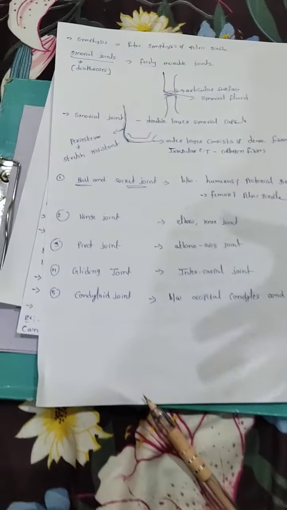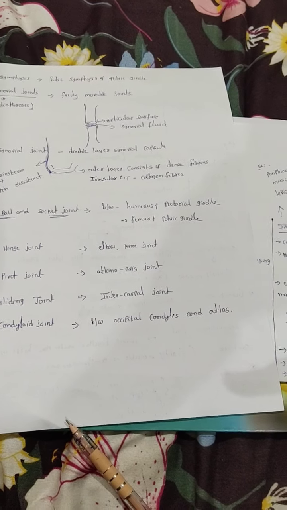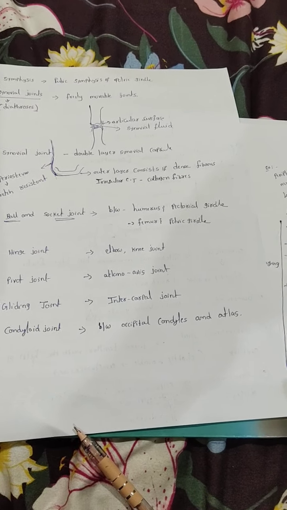And then condyloid joints. The condyloid joint is present between the occipital condyles and the atlas. See, I already said this is the occipital condyles. Here they have the atlas. Between them they have a joint that is called a condyloid joint.